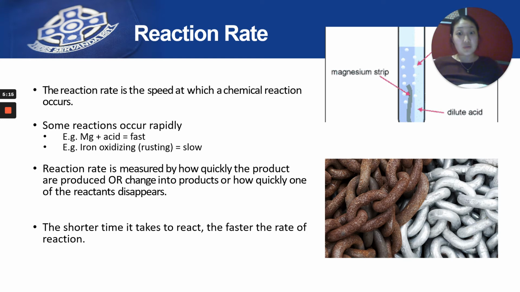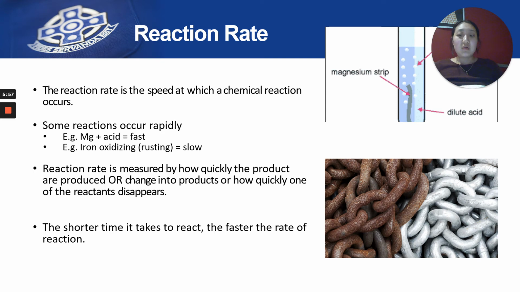Let's move on to reaction rate. The reaction rate is the speed at which a chemical reaction occurs. Some reactions occur rapidly, like when you add a magnesium strip to acid and you see that fizzing very quickly, because the rate of reaction was very fast. Sometimes reactions can be slow, like iron oxidizing or rusting. That happens slowly because the rate of reaction for that reaction is slow.